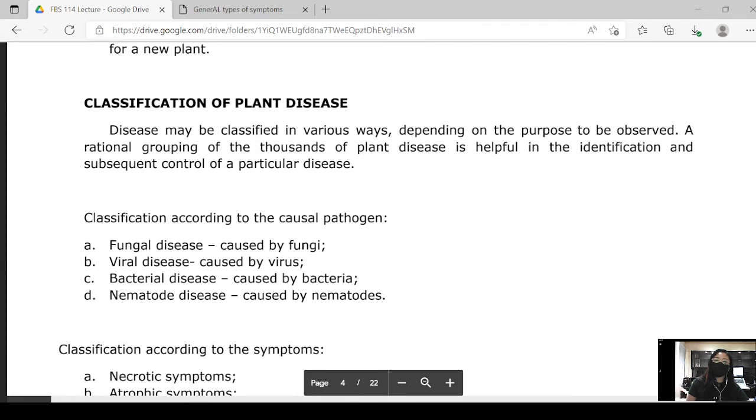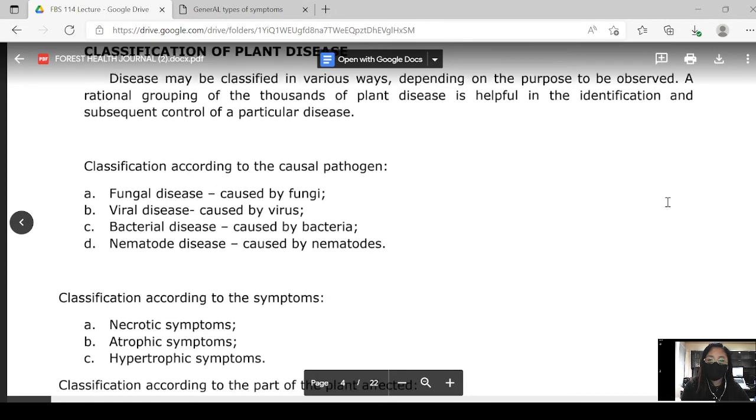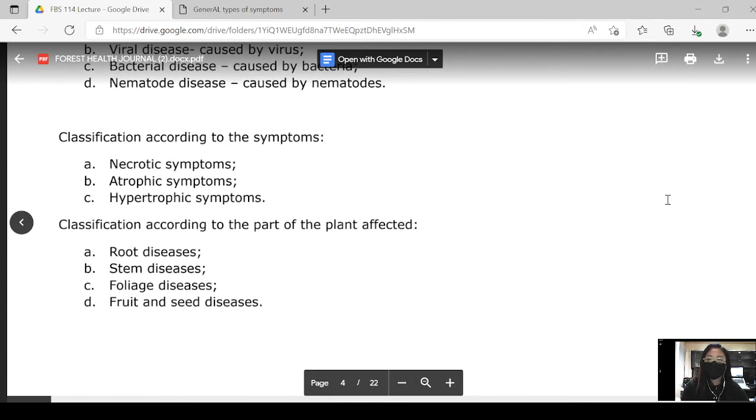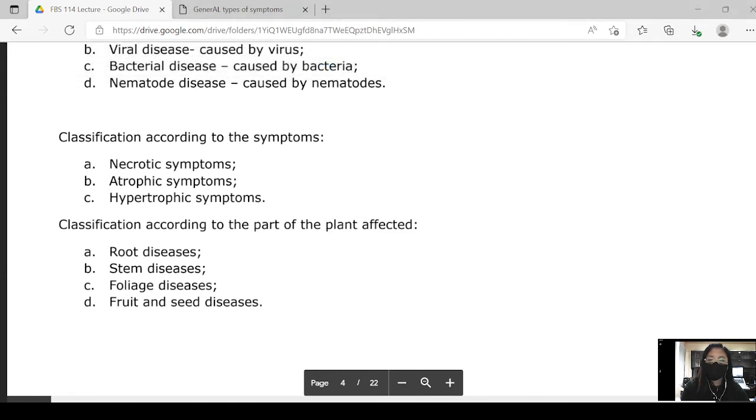Signs are the physical or external manifestation or external structure of the plant that shows there is a disease. Root knot is commonly caused by nematodes, in which the root knot is the lumps on the roots. And we have classification according to symptoms. We have three: necrotic, atrophic, and hypertrophic. So, first is necrotic symptoms.